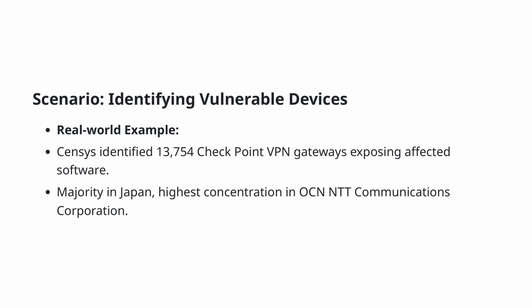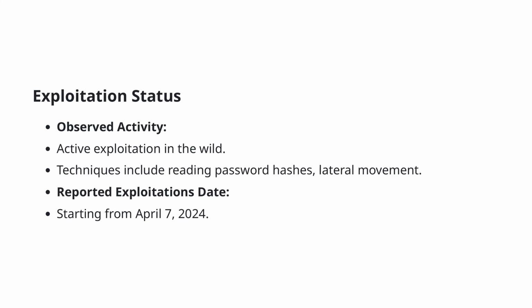Now that we have identified these vulnerable devices, it's crucial to keep an eye out for exploitation activities and take preventive measures accordingly. The current slide addresses the exploitation status of the identified vulnerable devices. We've observed active exploitation in the wild. Attackers are using techniques such as reading password hashes and lateral movement to further their malicious activities. It's important to note that these exploitations have been reported starting from April 7, 2024. This timeline signifies that the threat is current and ongoing, underscoring the urgent need to address these vulnerabilities.